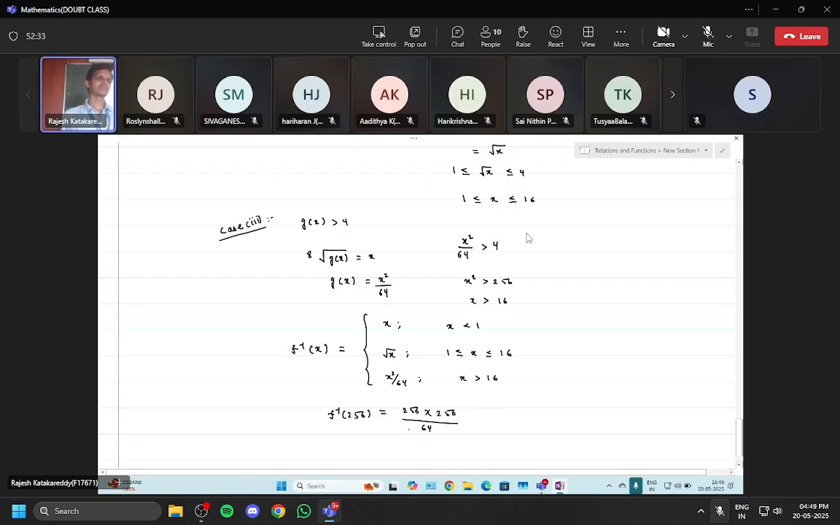16 into 16, right? 16 into 4 is 64. So this is 1 and this is 4. Now we have 256, which is 2 power 8 into 2 power 2 square. Now this one equals 2 power 10. 2 power 10 is 1024. Now they are asking the sum of all the digits of this. Clear?